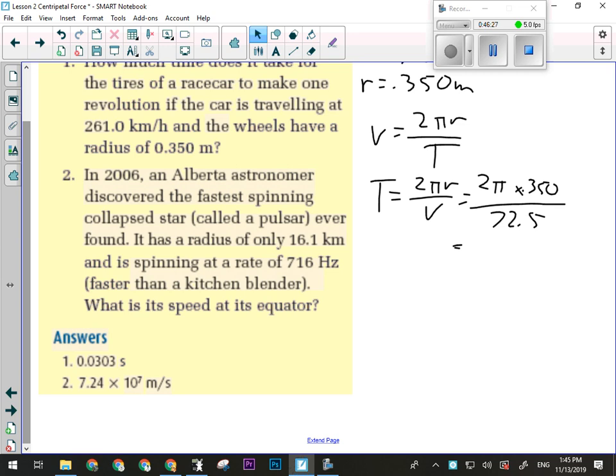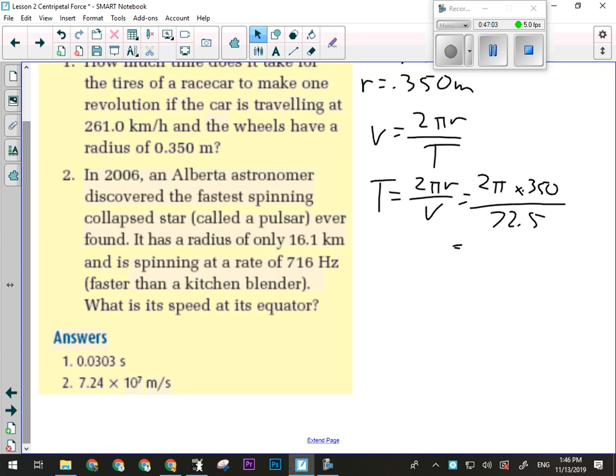All right, in 2006, an Alberta astronomer discovered the fastest spinning collapsed star called a pulsar. It has a radius of only 16.1 kilometers and is spinning at a rate of 716 hertz. Imagine a collapsed star spinning completely around once, like the Earth spins in one day. It's doing that 716 times per second. Pulsars are weird, but they are something incredible that actually exists in space. A collapsed star that spins at 716 rotations per second.